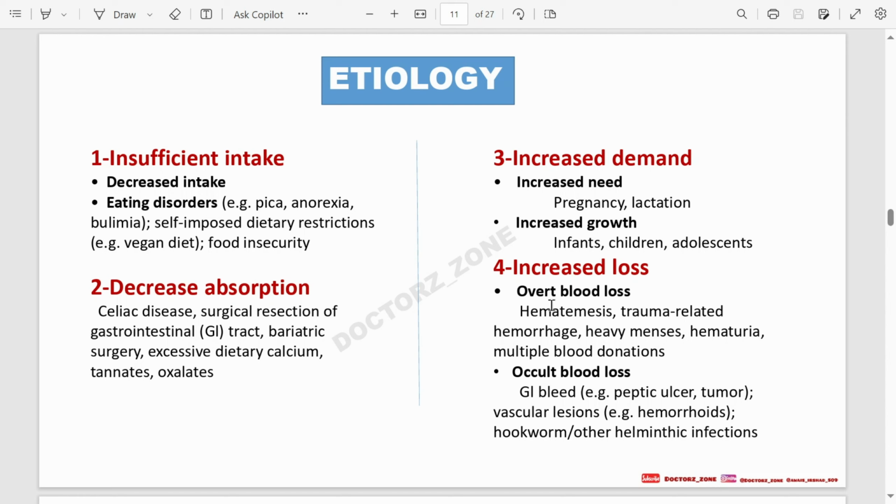Overt blood loss is blood loss in a large amount, which usually occurs during trauma, in heavy menses, hematuria, and multiple blood donations. Then occult blood loss, which is unnoticed blood loss, is usually seen in GI bleeding and in worm infestations.